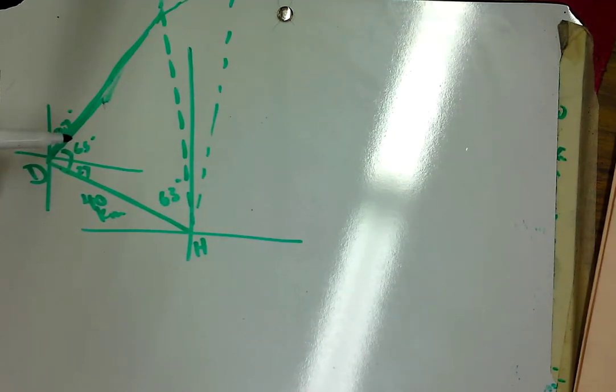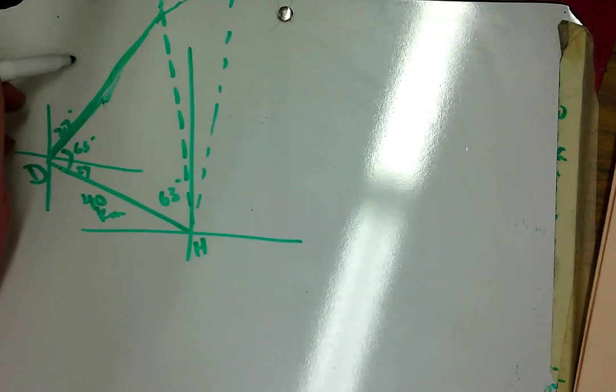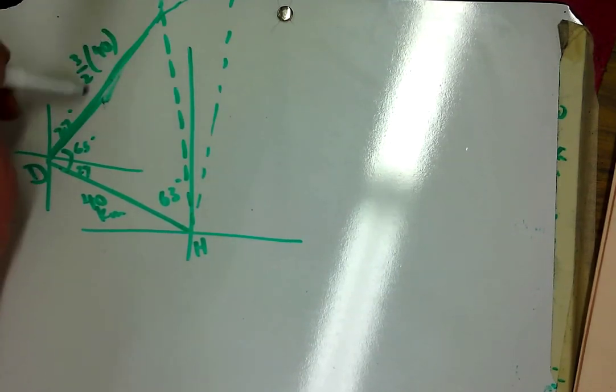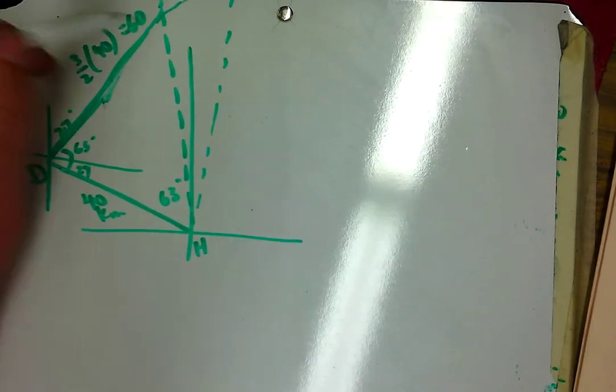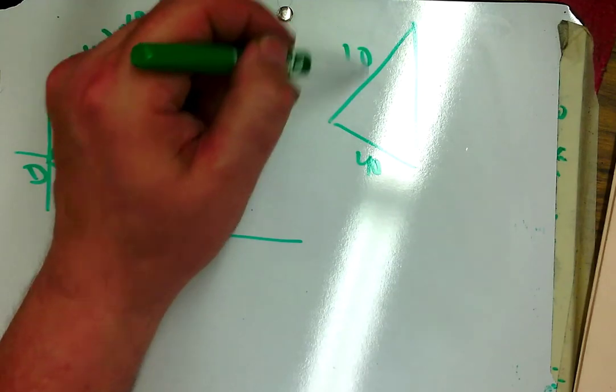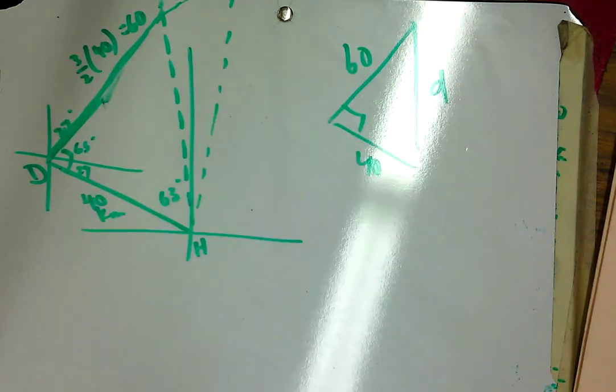When he's done helping his grandparents, on what bearing must he run to get home? And how far is he from his home in South Bay? Well, he ran for 1.5 hours at 40 kilometers an hour. So that's going to be 60 kilometers. So we've got this right triangle with 40, 60, and we want to find his distance home.